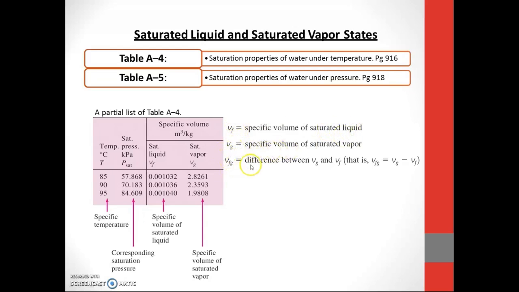So Vfg is actually the difference between Vg and Vf, and this is the equation. Vfg equals Vg minus Vf, specific volume of saturated vapor minus specific volume of saturated liquid. You have to always remember this equation. Okay, Vfg equals Vg minus Vf.